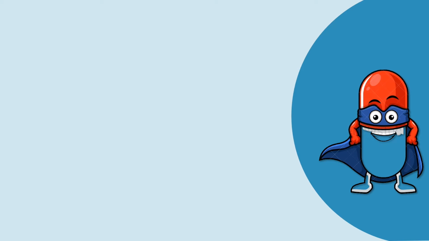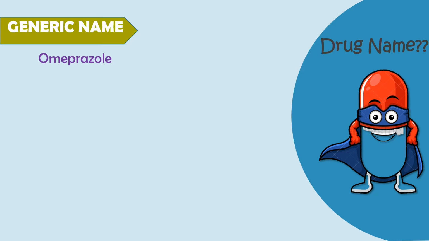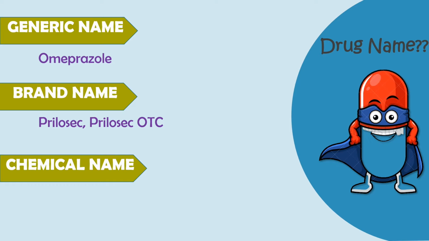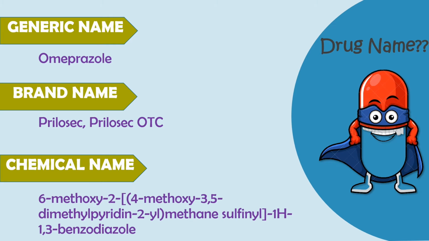Hi, I'm Omeprazole. This name is my generic name, but you may already know me by my brand names, which are Prilosec and Prilosec OTC. I also have a chemical name, which is 6-methoxy, 2,4-methoxy, 3,5-dimethylpyridine, 2-L-methane-sulfonyl, 1H13-benzodiazole.